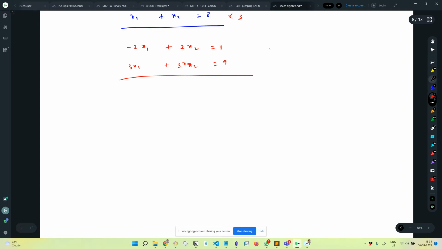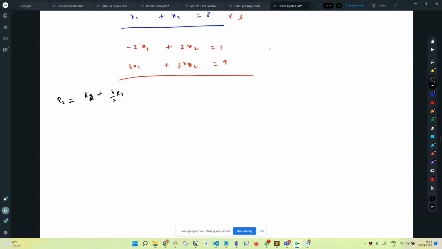Now, to obtain the solution, what I can do, I'm beating around the bush, but to make you understand that this is also a legal operation, let me go ahead and do that. I can do R2 equals R2 plus 3/2 R1.